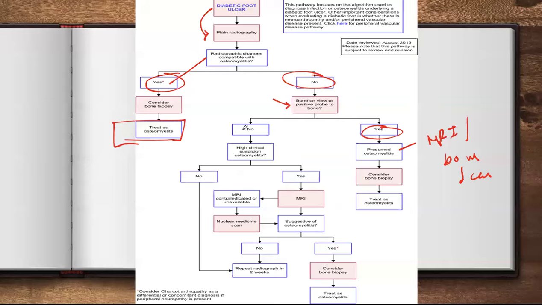Okay. Let's say bone is not on view, you can't probe to the bone, but still you are clinically highly suspicious of osteomyelitis. In that case, still consider doing an MRI. If MRI is not available, you can do a nuclear medicine scan, which is a bone scan. Okay, does it make sense, guys?